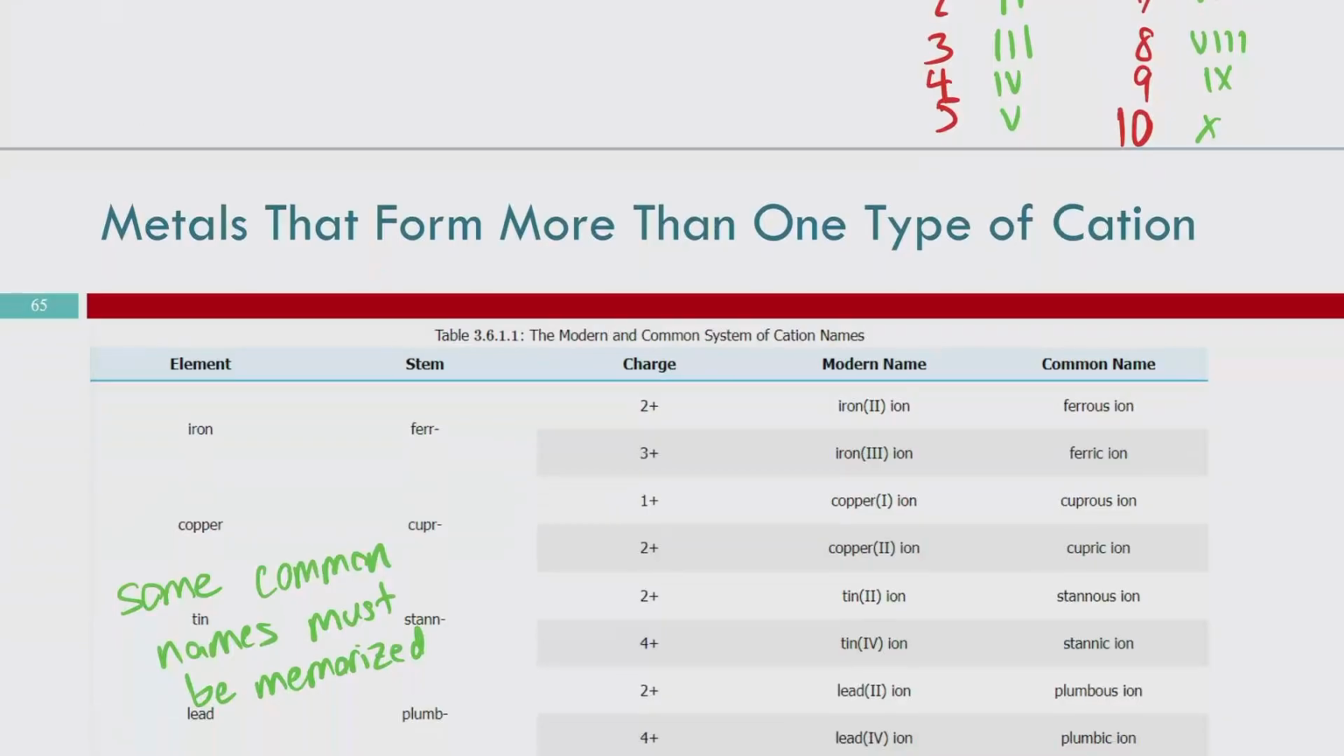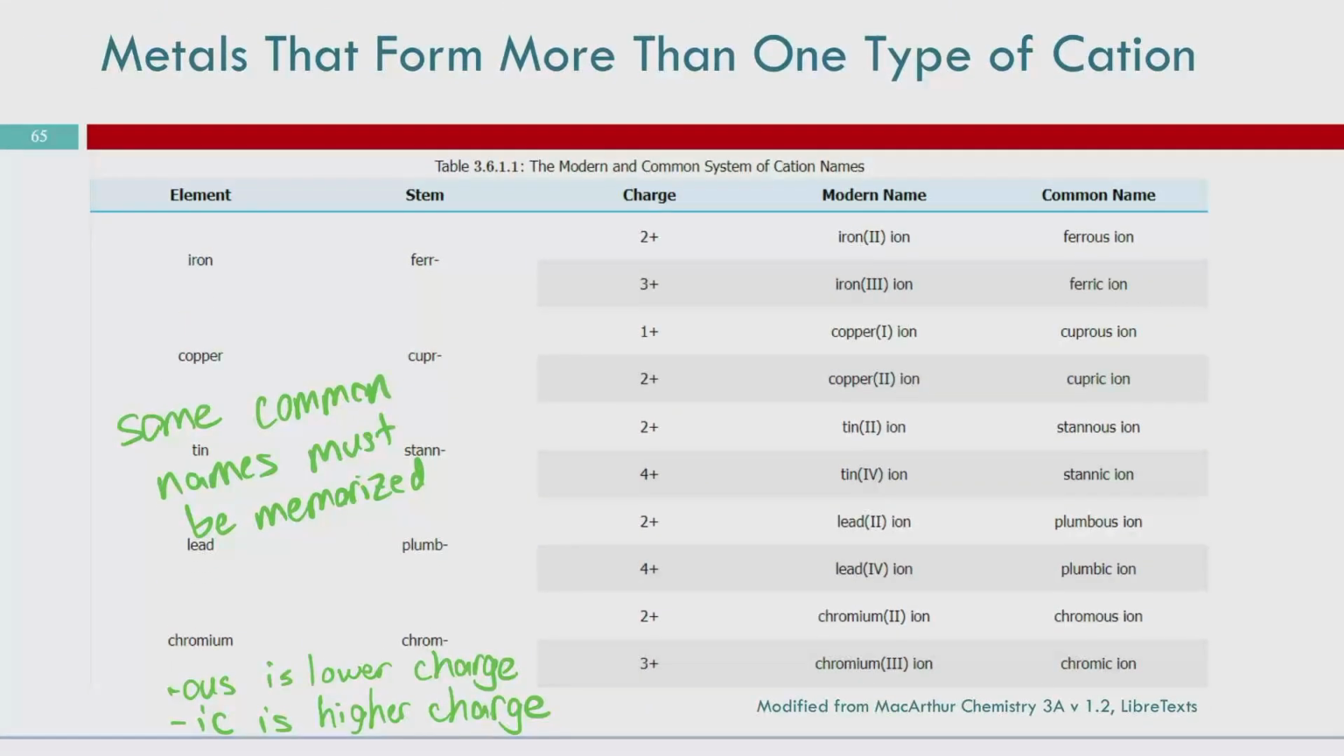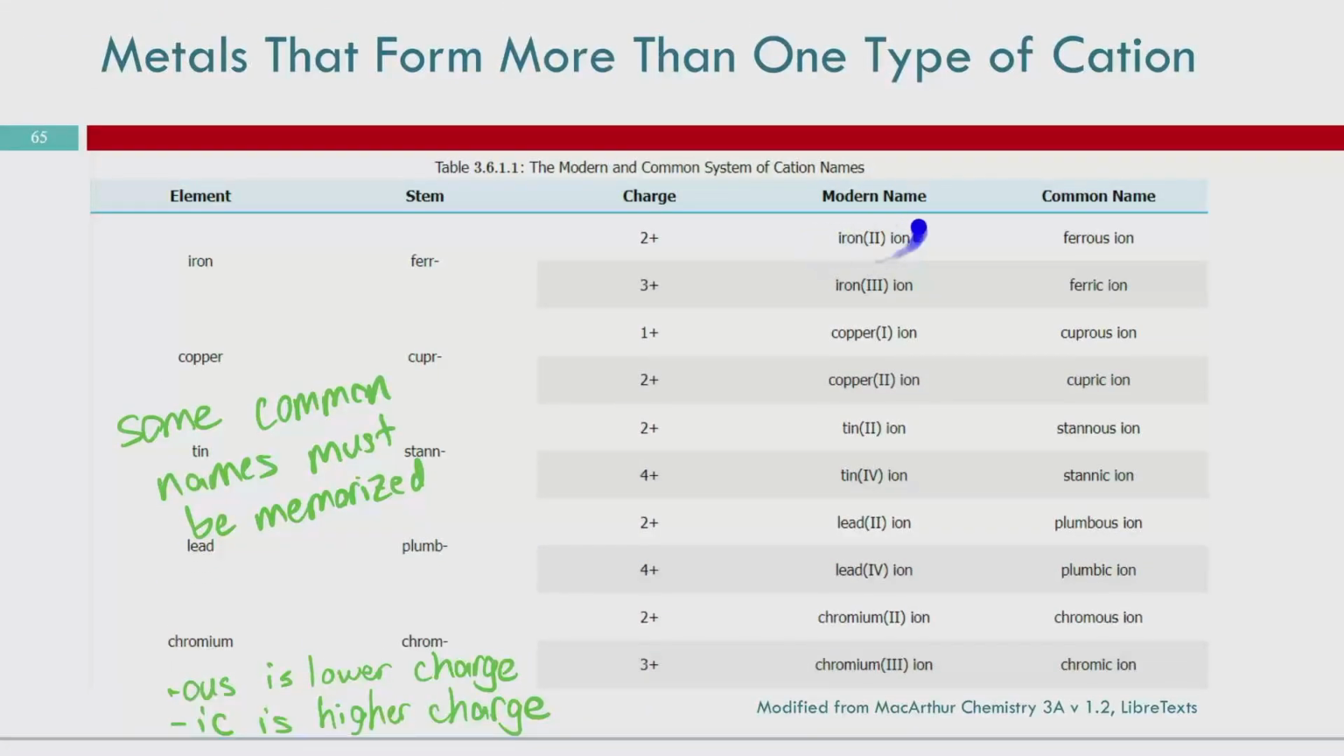We also have some of these common names. So the modern name, iron 2 ion. The older name is ferrous ion. Iron 3 ion, the older name is ferric ion. The common thread among all of these common names is that the OUS ending means it's the lower charge. The IC ending is the higher charge.